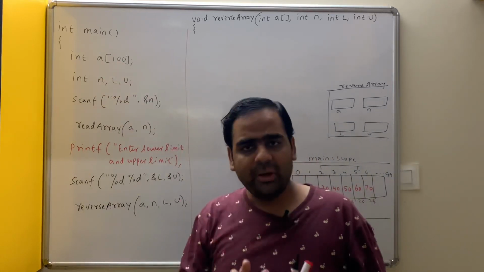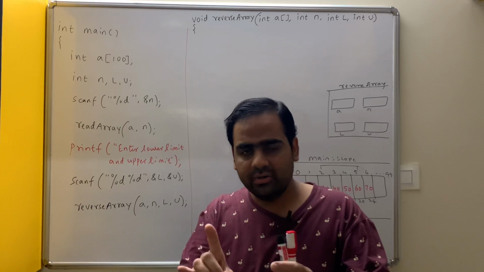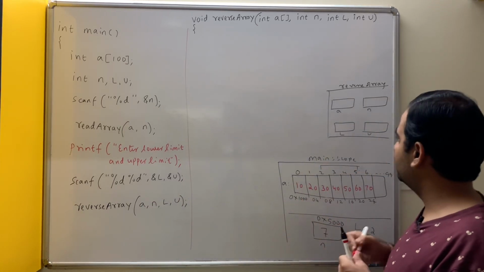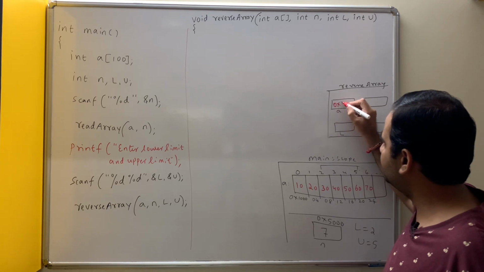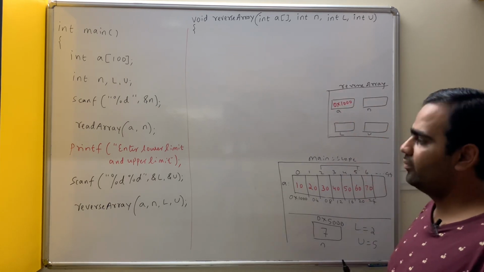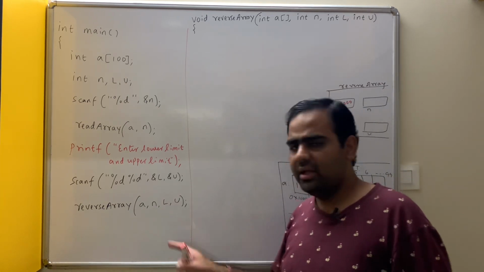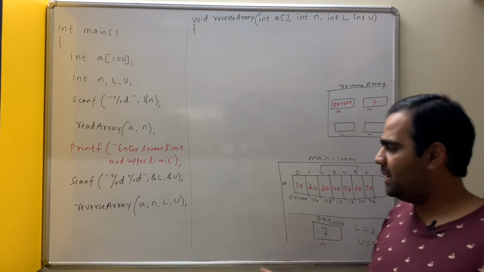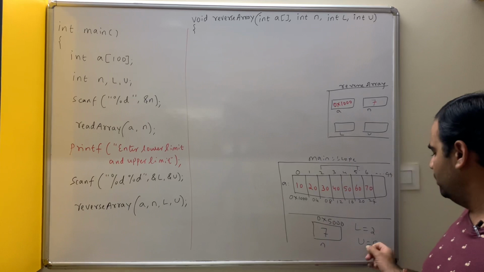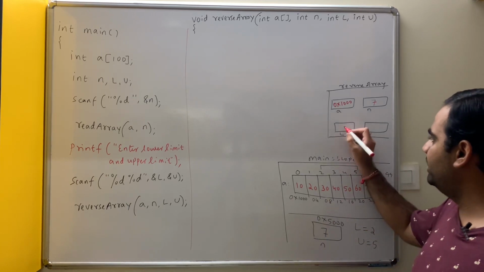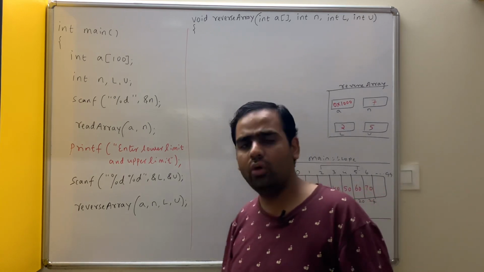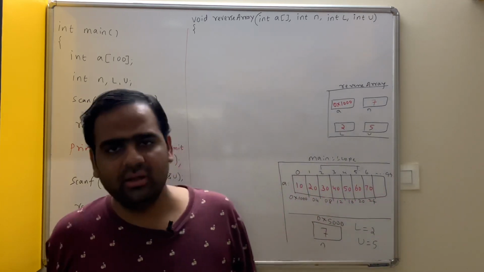Now, A is an array. Whenever arrays are passed to functions, the base address gets passed, not the complete array. We know that. What is the base address here? The base address is 1000, therefore 1000 is stored here. The next parameter is N, the number of array elements, which is 7. The next parameter is L, the lower limit, which we have taken to be 2, and the upper limit to be 5. This is how the reverse array scope will look at runtime.